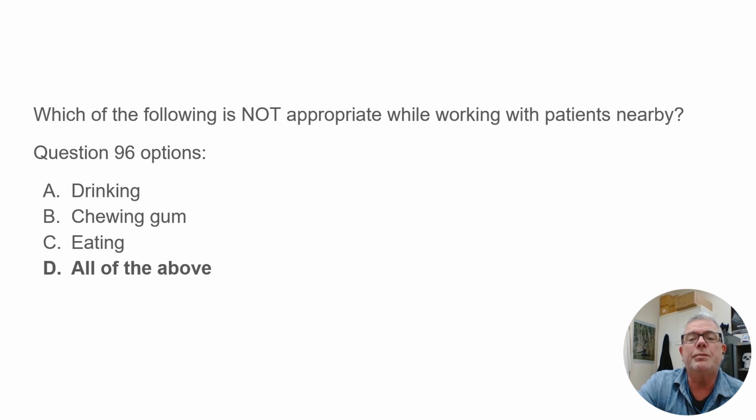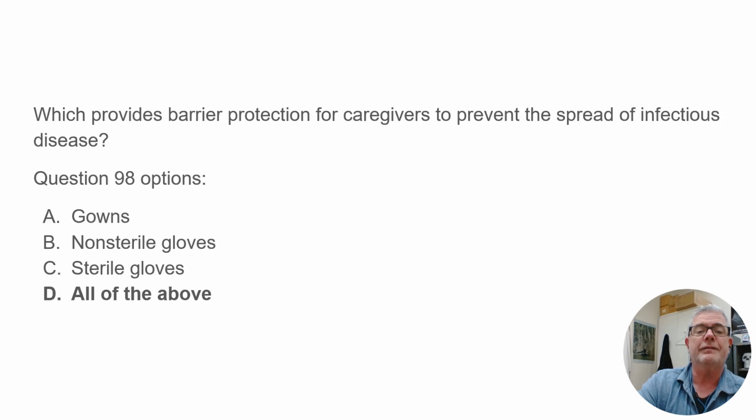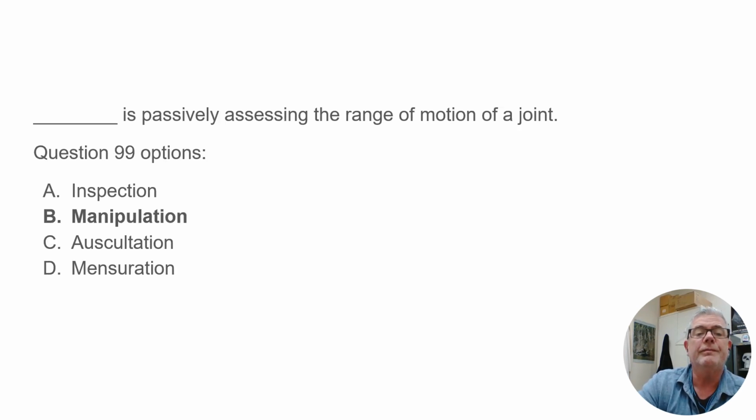Which of the following is not appropriate while working with patients nearby? Drinking, chewing gum, eating, all of the above. Which of the following is a clinical responsibility of the medical assistant? Obtaining patients' vital signs. Which provides barrier protection for caregivers to prevent the spread of infectious disease? Gowns, non-sterile gloves. Most gloves do not have to be sterile for routine patient interactions. Sterile gloves, all of the above. Manipulation is passively assessing the range of motion of a joint.